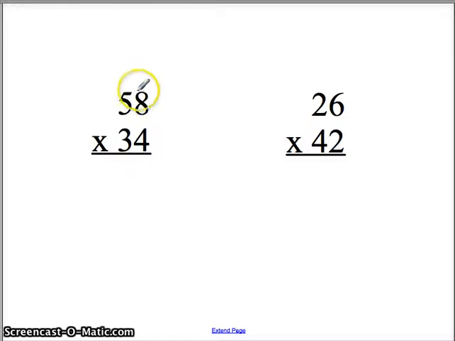Okay, 58 times 34. Now if you remember, we're going to try to just ignore this 3 for right now, and we're only multiplying 58 times 4 right now. 8 times 4 is 32. Bring my 3 to the top. 4 times 5 is 20, plus 3 more is 23.